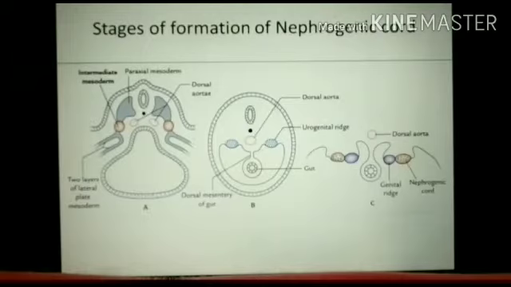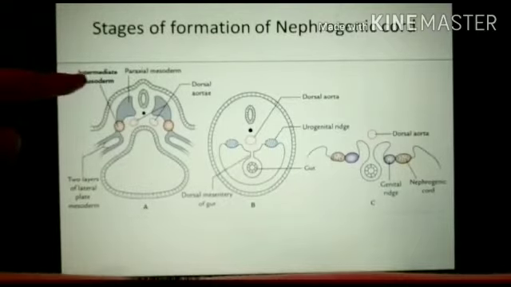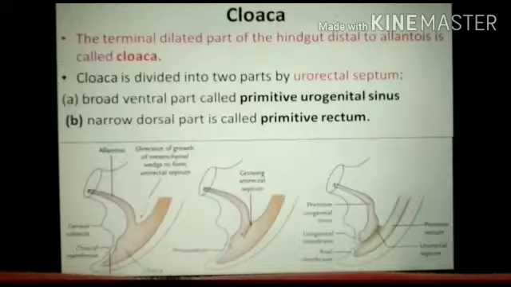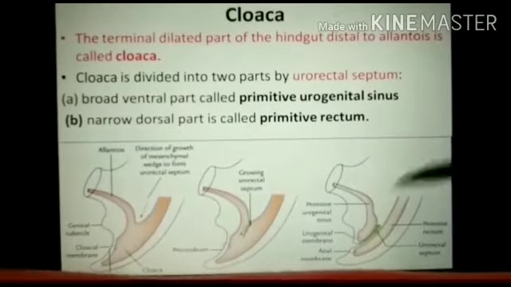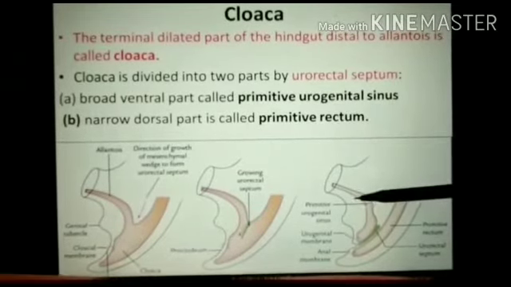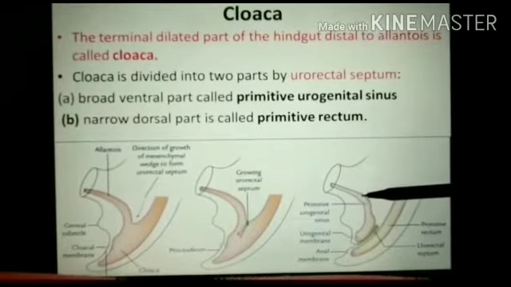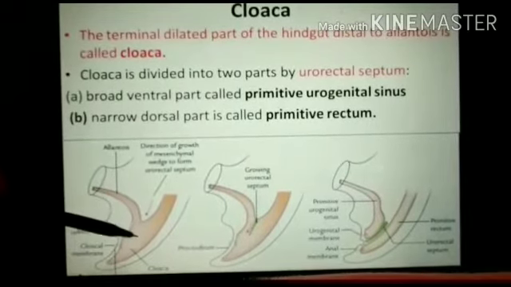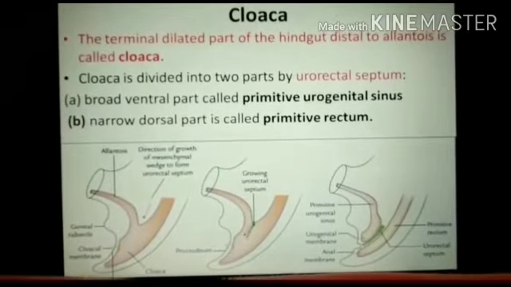Now, development of urinary system occurs from two sources. First is intermediate mesoderm, and the second one is cloaca. Cloaca we have discussed in the last class. What is cloaca? Cloaca is the part of the hindgut which is distal to the allantois. So this is allantois and distal part of the hindgut is called as cloaca.